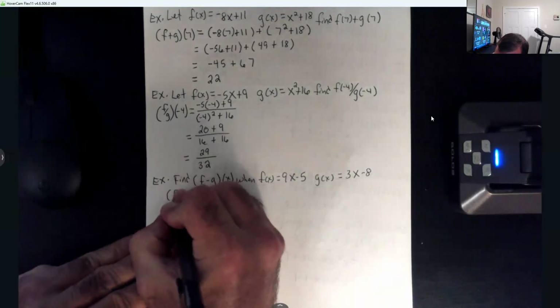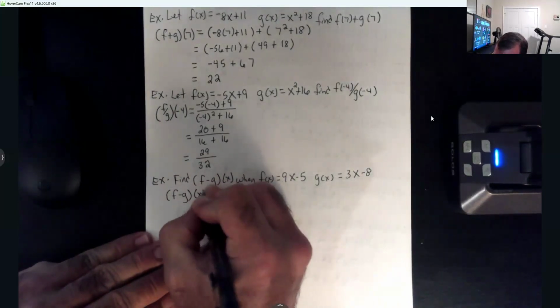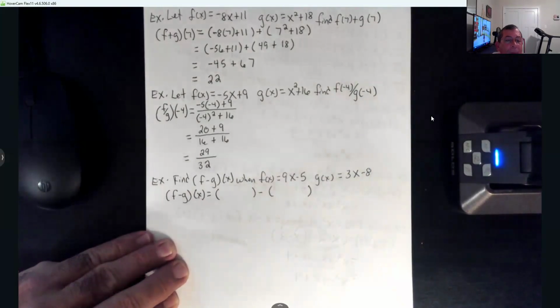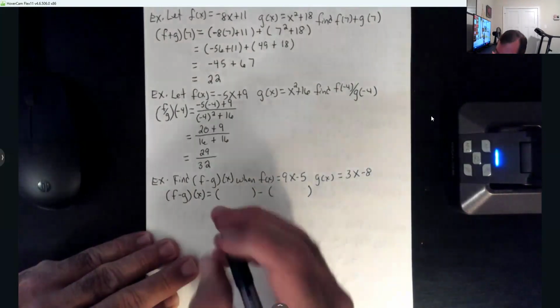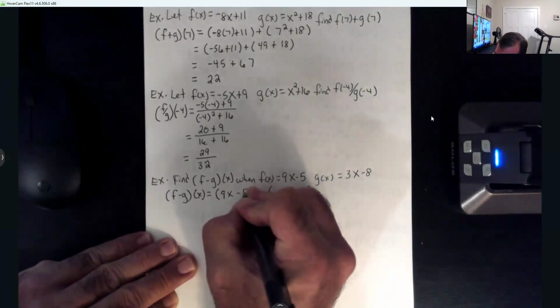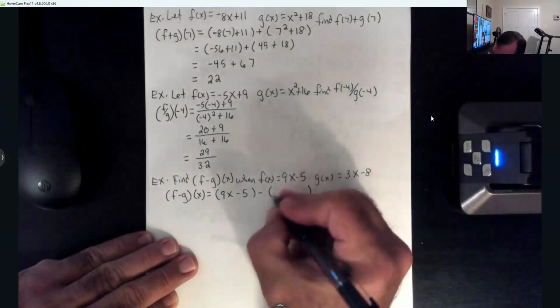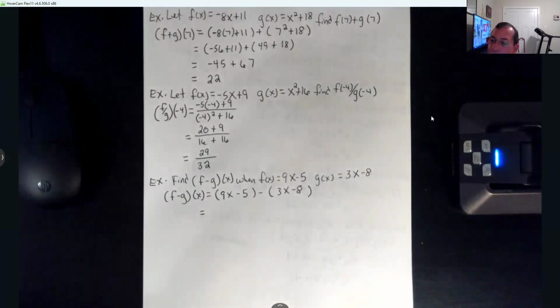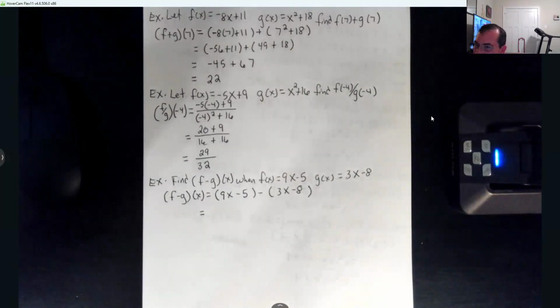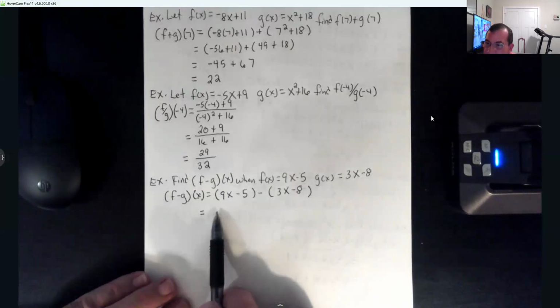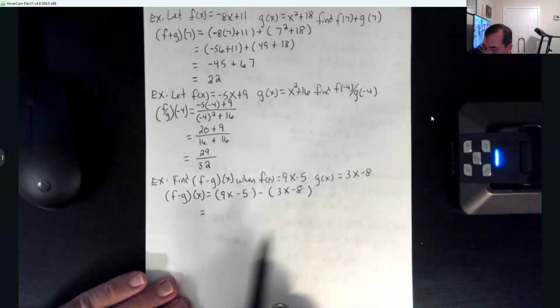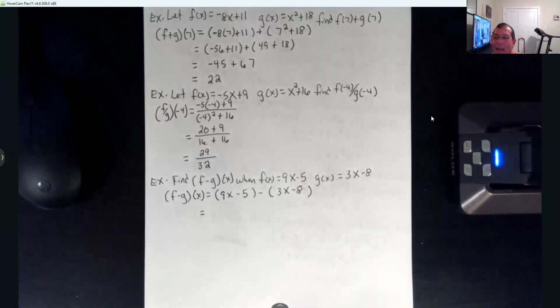F minus g of x will equal my f minus my g. F was 9x minus 5. G was 3x minus 8. So y'all, I'm going to test y'all and see if y'all learned something from that 2.4 support we did the other night. My question for y'all is, what is my next line going to be? What will I write out here as my next line?